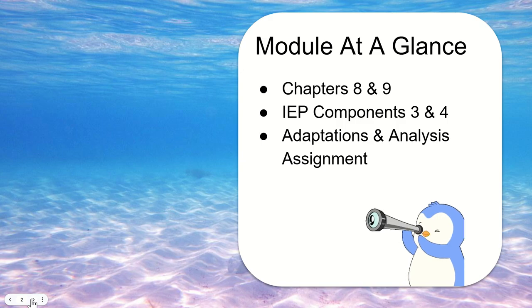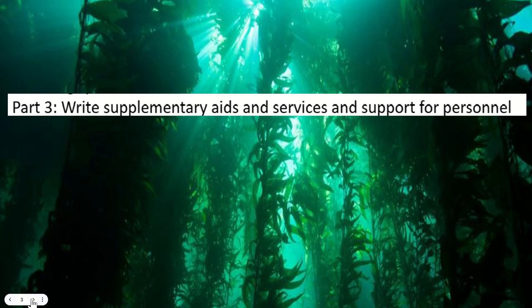So in this video, I'm going to be talking about chapters 8 and 9, and then setting up IEP components 3 and 4, as well as the adaptations and analysis assignment. Before we dive in, I want to talk about IEP component part 3, write supplementary aids and services and supports for personnel, because this IEP component doesn't directly line up with any of the chapters in the book. In fact, chapter 8 just assumes that you've already done this.